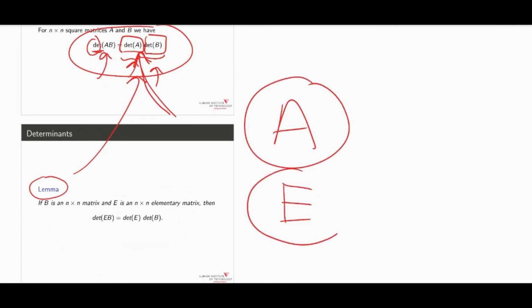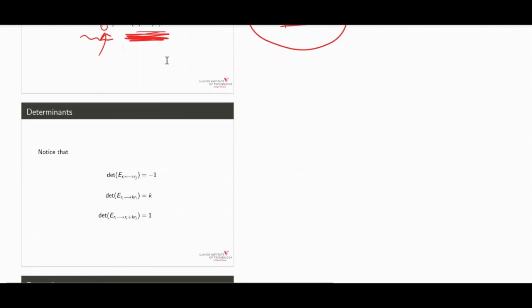So we are not going to do any general matrix A, but we are going to do matrix E. This matrix E is our elementary matrix. So we're going to claim that the determinant of the product of these two matrices, one of them being the elementary matrix, can be written like this. Before we do this, let me just remind you that technically speaking, we have only 3 types of elementary matrices.